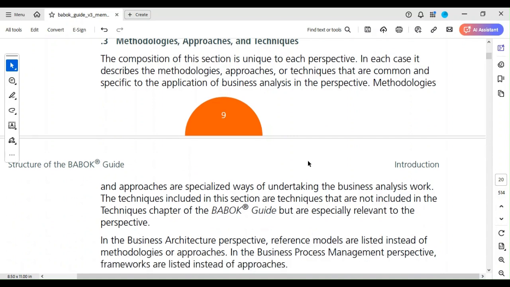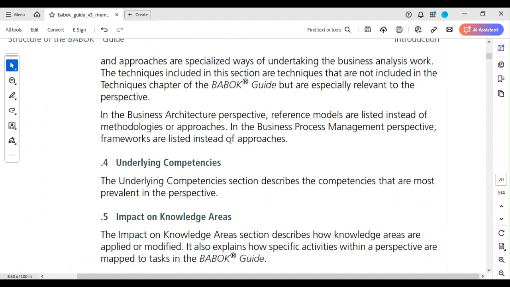Methodologies, approaches, and techniques. The composition of this section is unique to each perspective. In each case, it describes the methodologies, approaches, or techniques that are common and specific to the application of business analysis in the perspective. Methodologies and approaches are specialized ways of undertaking the business analysis work. The techniques included in this section are techniques that are not included in the techniques chapter of the BABOK Guide, but are especially relevant to the perspective. In the business architecture perspective, reference models are listed instead of methodologies or approaches. In the business process management perspective, frameworks are listed instead of approaches.